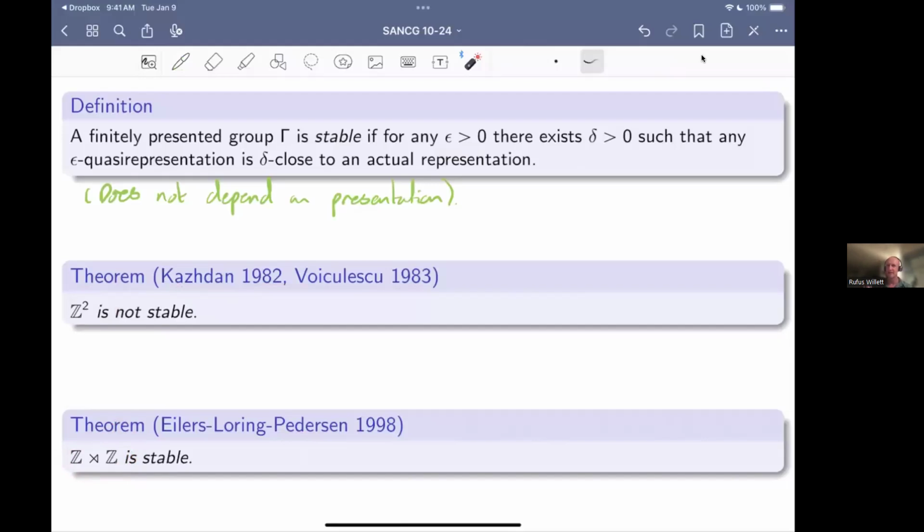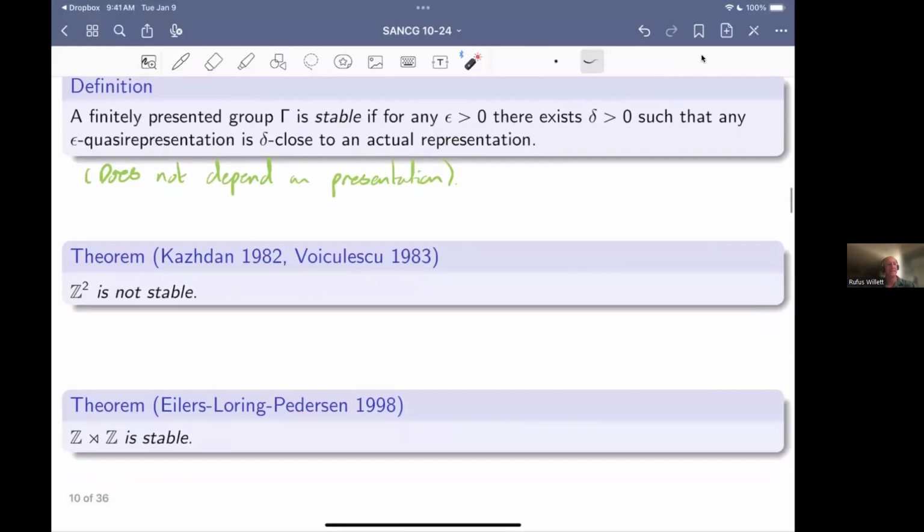Okay, anything else about those examples? I should maybe mention that free groups, not free abelian groups, free groups, are trivially stable because it's vacuous. If there are no relations, then the whole thing is vacuous. So those are the nicest groups from this point of view of this theory. Finite groups are also stable, but again, for silly reasons.